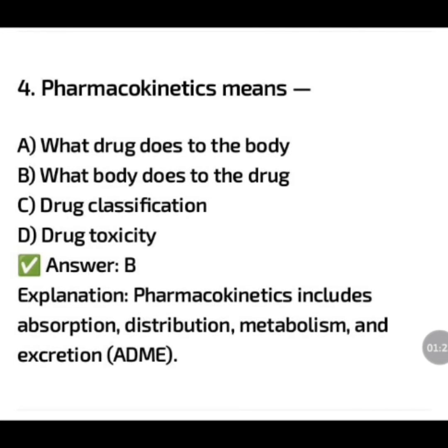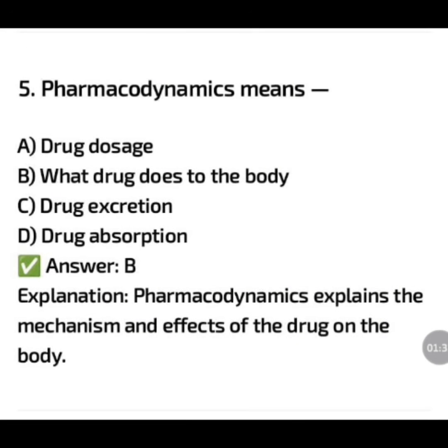Pharmacokinetics means what drug does to the body, what body does to the drug, classification, toxicity. The correct answer is option B. Pharmacokinetics includes absorption, distribution, metabolism, excretion. Pharmacodynamics means drug doses, what drug does to the body, drug excretion, drug absorption. Pharmacodynamics explains the mechanism and effects of drug on the body.